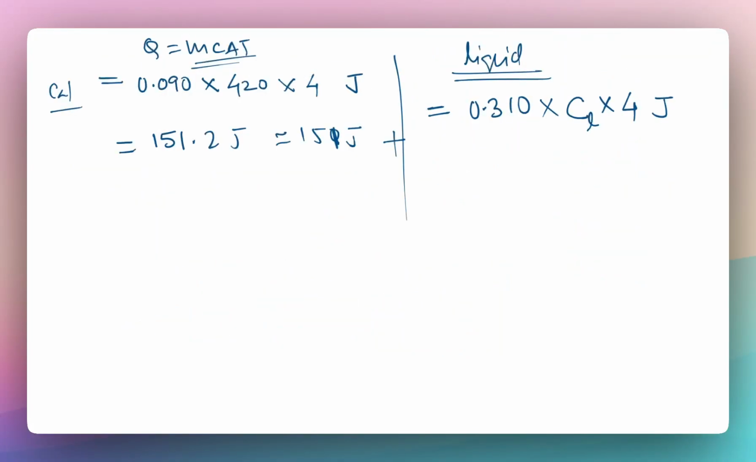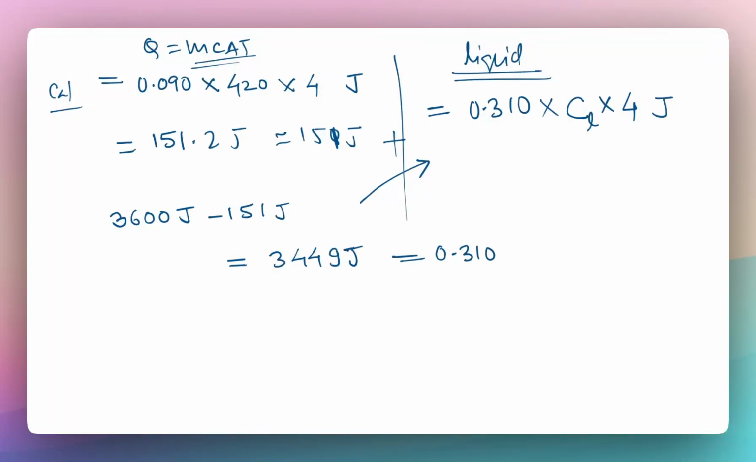Okay, so now we can write our equation very simply. 3600 joules is coming, out of which 151 is taken away by the calorimeter. So the remaining is going to be 3449 joules, right? And that is available to be taken by the liquid. So 3449 joules will be equal to 0.310 into Cl, which is what we have to find, and 4. Now we can find the Cl.